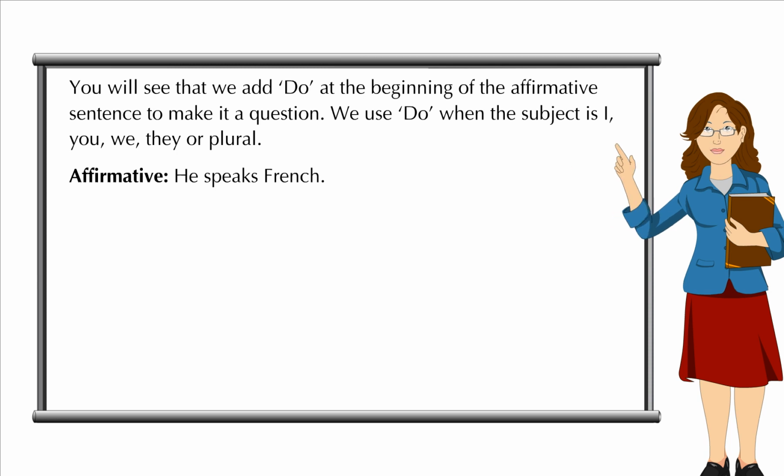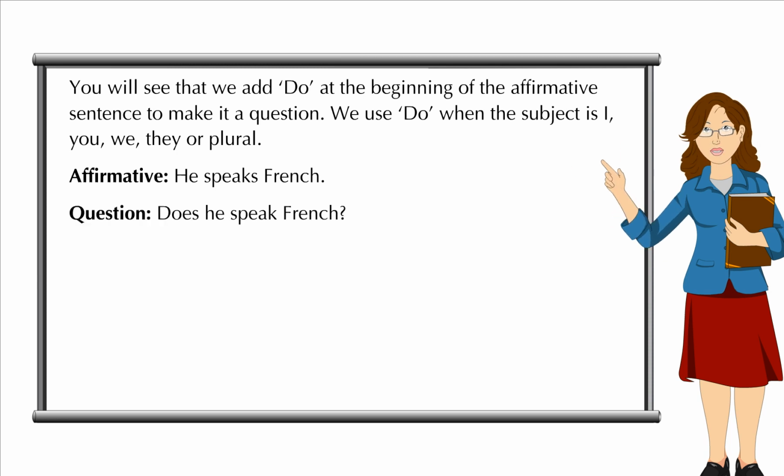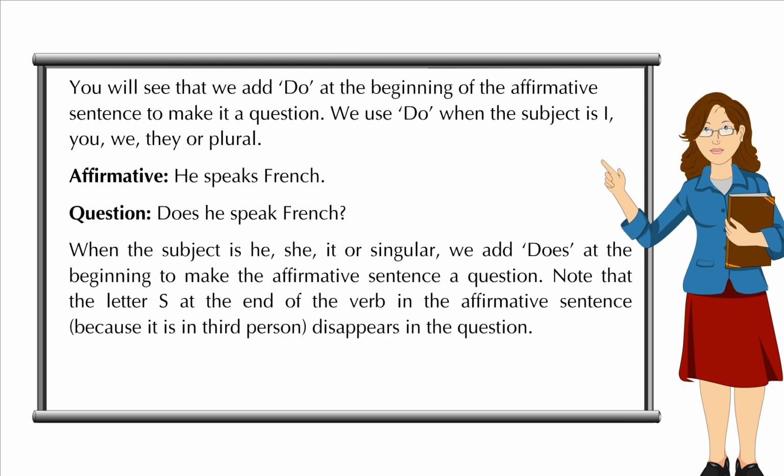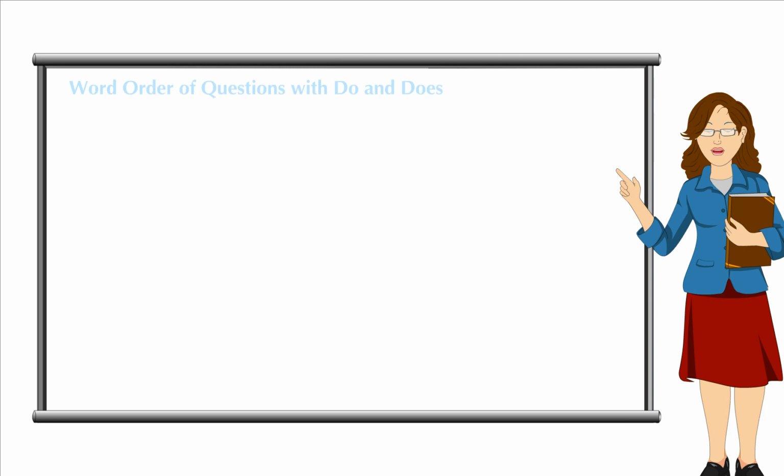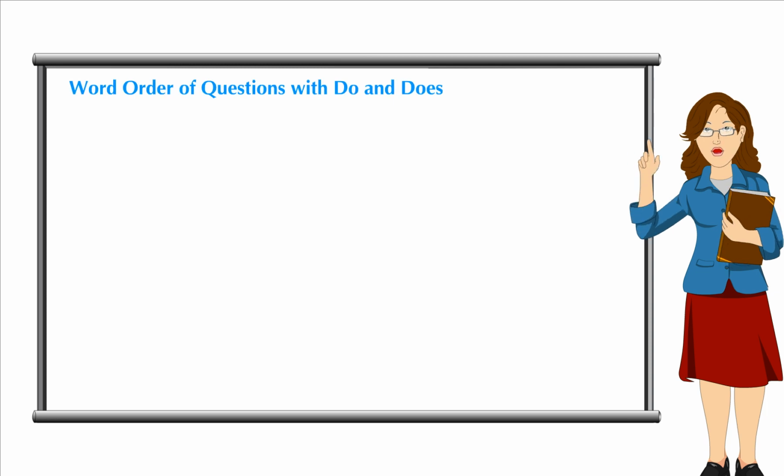Affirmative: He speaks French. Question: Does he speak French? When the subject is he, she, it, or singular, we add does at the beginning of the affirmative sentence to make it a question. Note that the letter S at the end of the verb in the affirmative sentence, because it is in third person, disappears in the question. We don't use do or does in questions that have the verb to be or modal verbs can, must, might, should, etc.